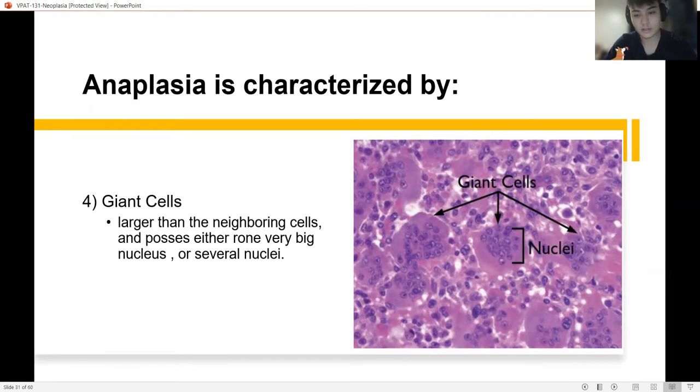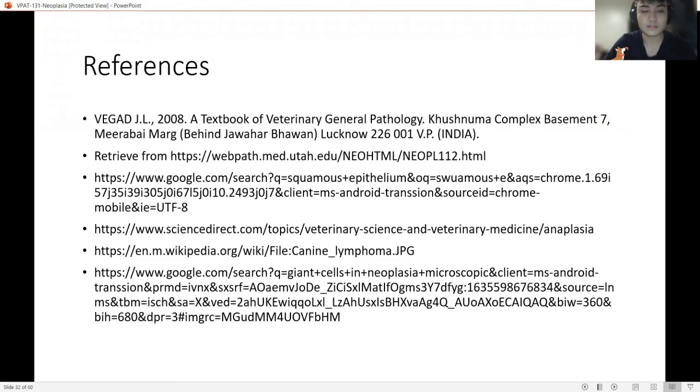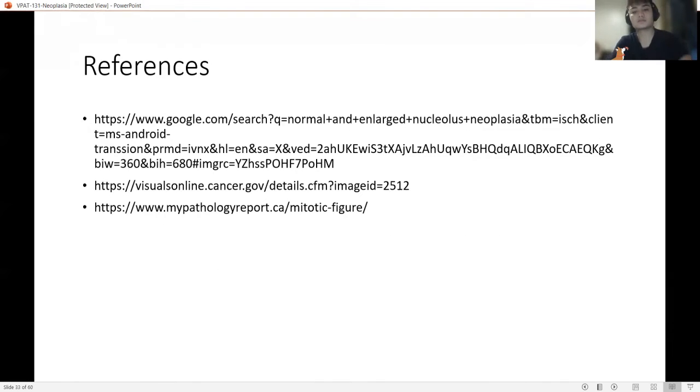So to make it short, anaplasia is the hallmark of cancer, and the cells in anaplasia are different from the normal cells. And of course, it is abnormal. That's it.